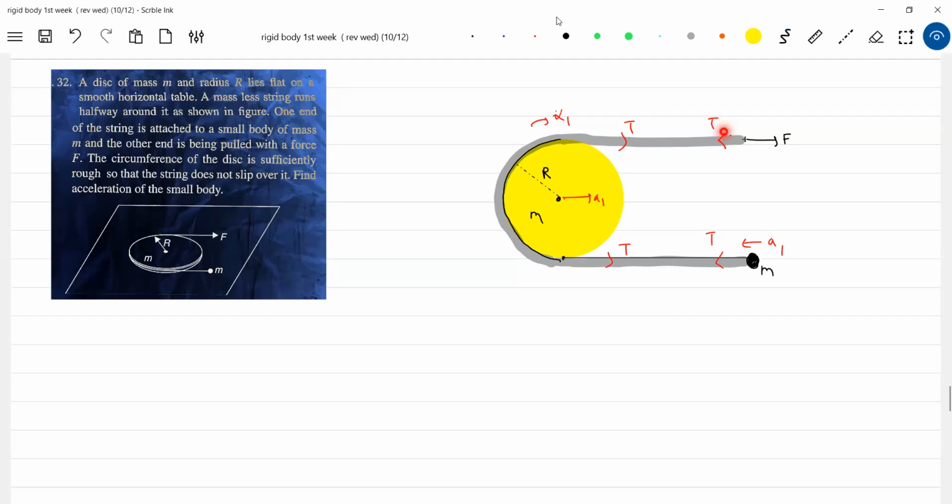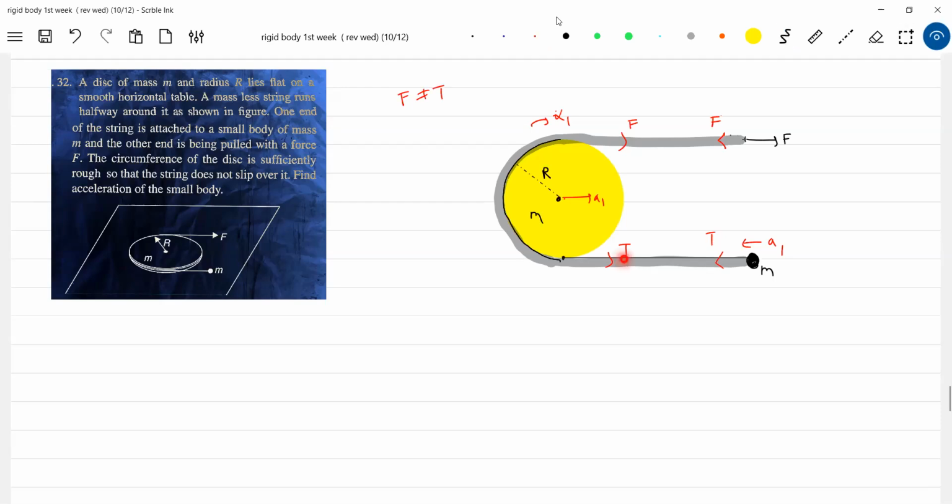Anybody, can you say about tension? Will it be the same or different? Very primary question I'm asking. Tension must be different. So instead, better to write F. That will be more justified in the question. And F will not be equal to T.